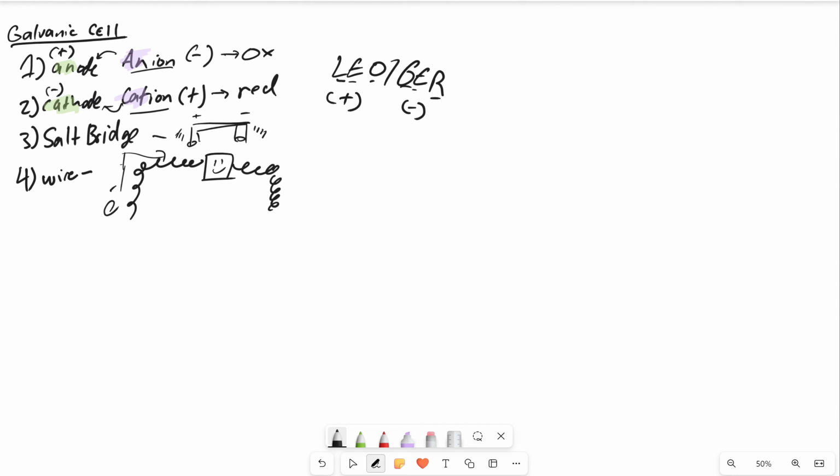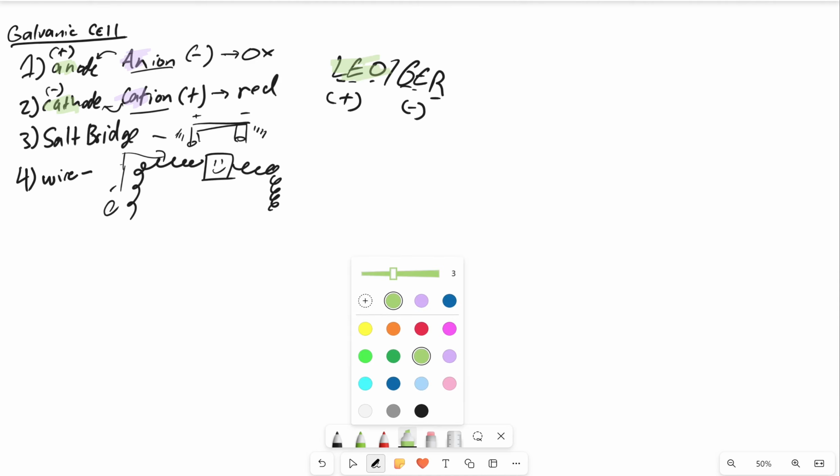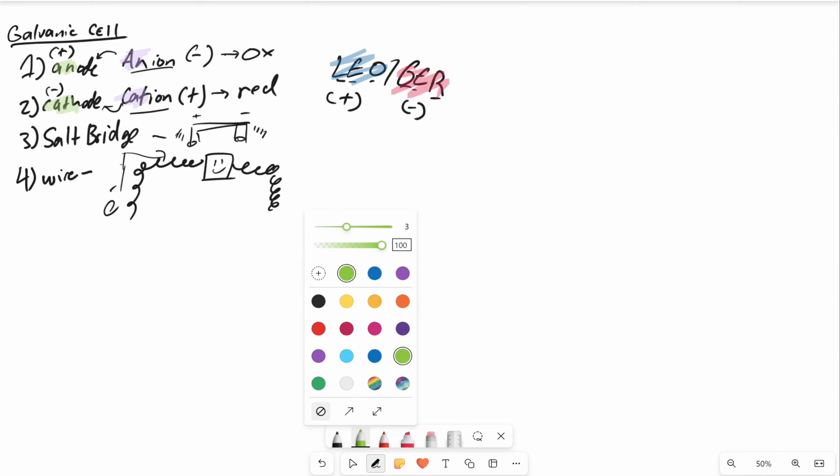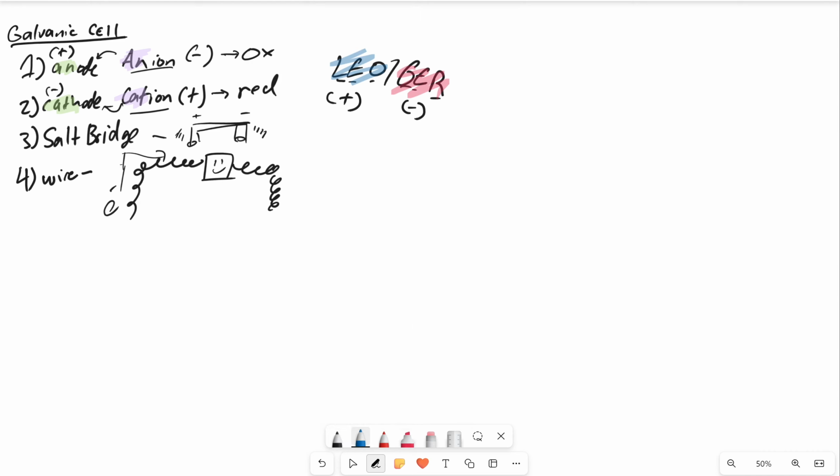You're going to have to be able to do this. So I'm going to label the anode as green. Oh, I already used green. Sorry, I'll use red and blue this time. I'm going to label the anode as blue and our cathode as red.